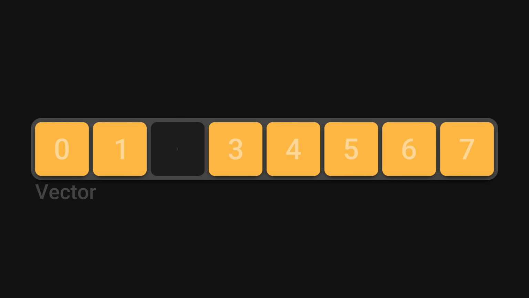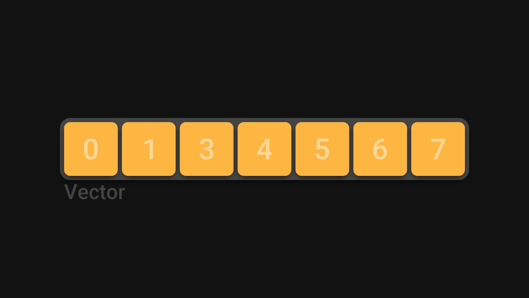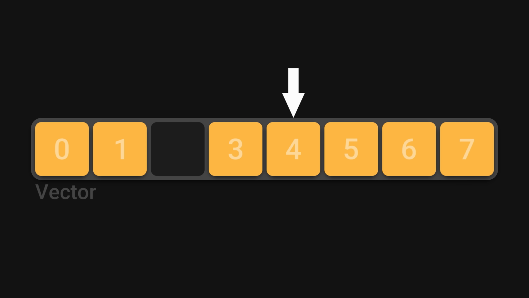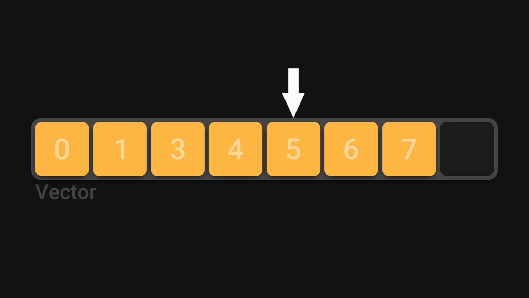This means we can't simply delete an element from the middle. If we do, the data is automatically shifted to fill the gap. This operation has two downsides. It is computationally expensive, and it also invalidates all the indices following the deleted element. For example, in this case, the element at index 4 now corresponds to the former element from index 5.